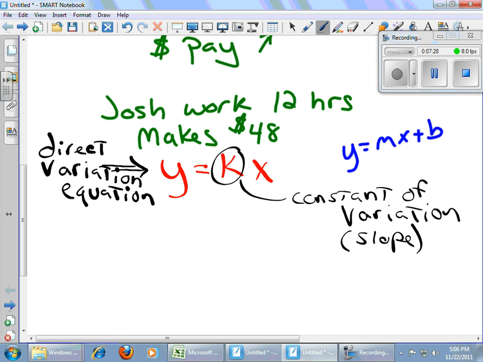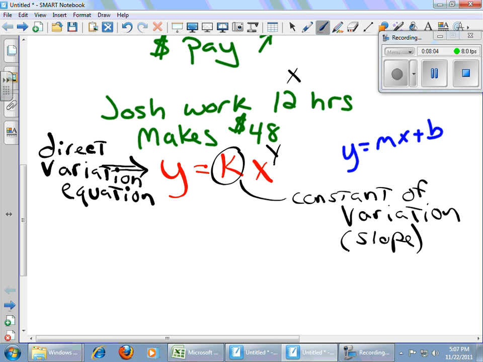So I'm going to ask you this question. I got to decide if my hours or my money is my x variable. Does the money I make depend on how long I work? Or does the time I work depend on the money I make? Think about that for a minute. The longer I work, the more money I make. It sounds like the money depends on the time. So that means the time is my x variable and the money is my y. Remember, y is the dependent variable. It depends on what x is. If x goes up, y is going to go up.